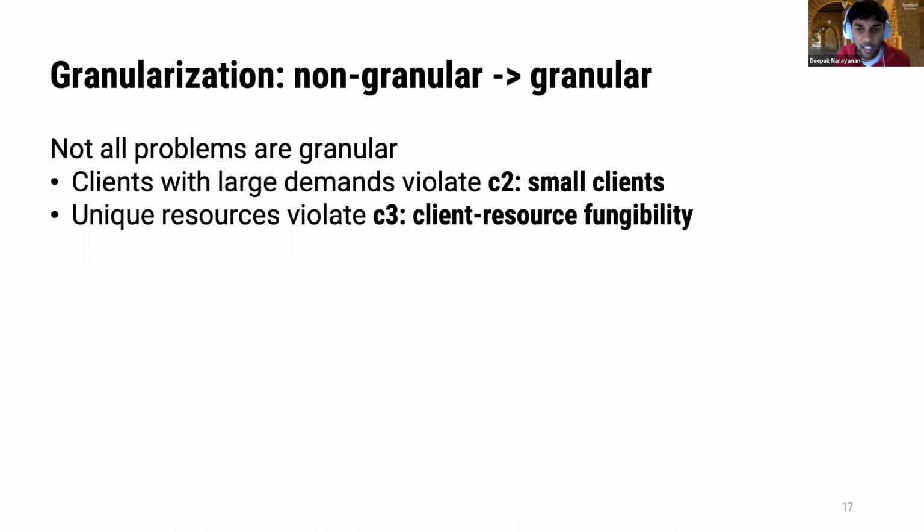Not all resource allocation problems, however, are granular. It is easy to imagine clients with large demands which violate condition 2 of granularity. Similarly, many systems can also have rare or unique resources, violating the fungibility condition or condition 3.